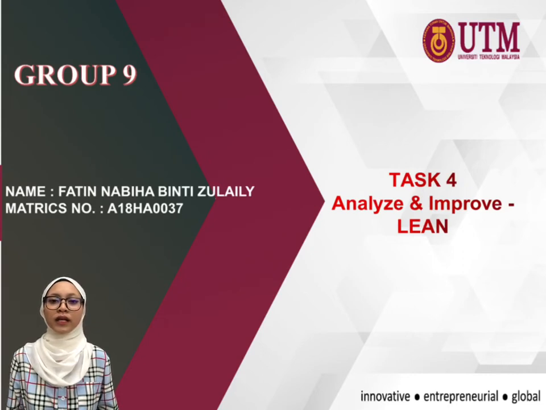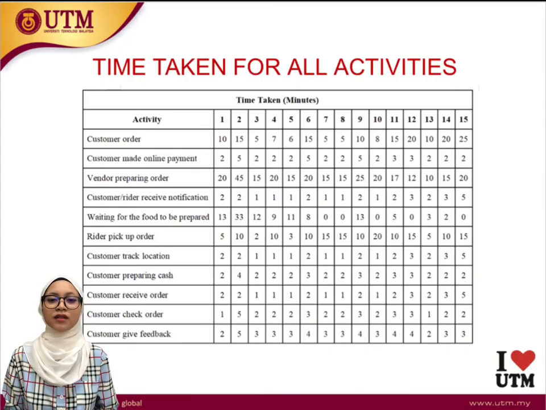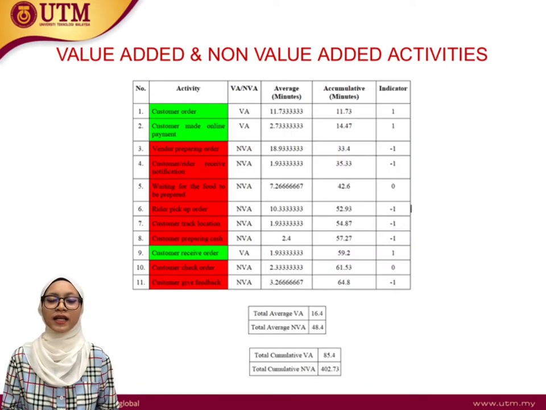I'm from Group 9 and I will present Task 4, which is Analyze and Improve in Lean. This is the data collection for each activity in order to conduct a time value map in Task 4. Based on the data collected in Task 3, the table is separated into value added and non-value added. Value added in a green color while non-value added in a red color.